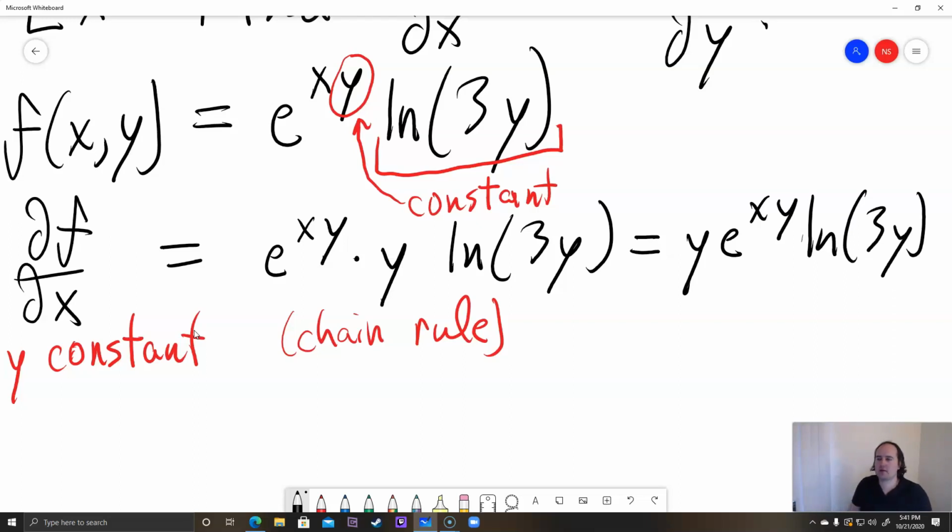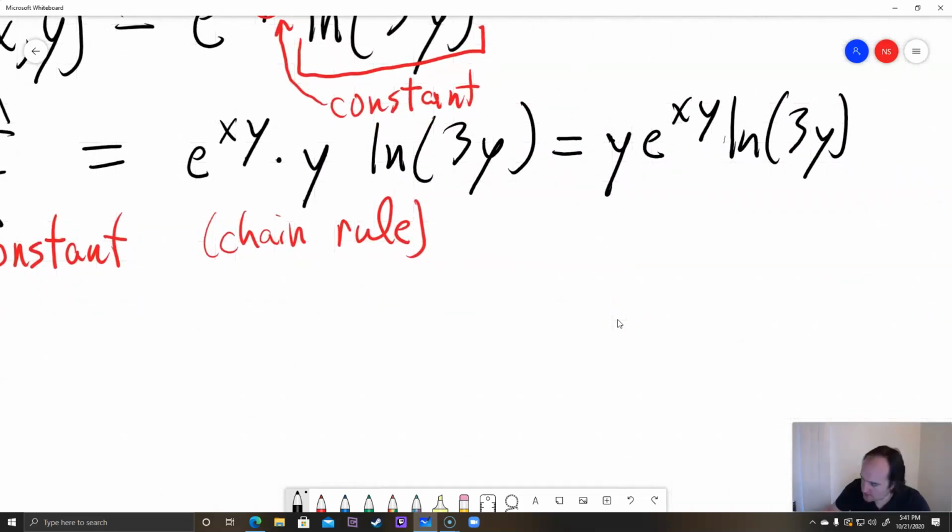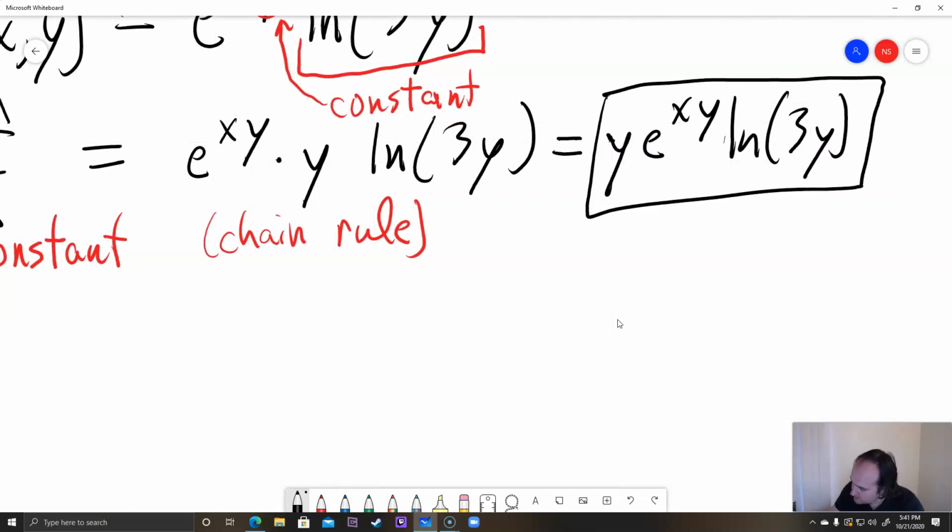y e to the xy times ln of 3y. Okay. So that was actually the easy one. I know there's a lot going on here, but the reason that one was easy is we didn't end up having to use the product rule. All right, so this is going to be our partial f, partial x, right there.